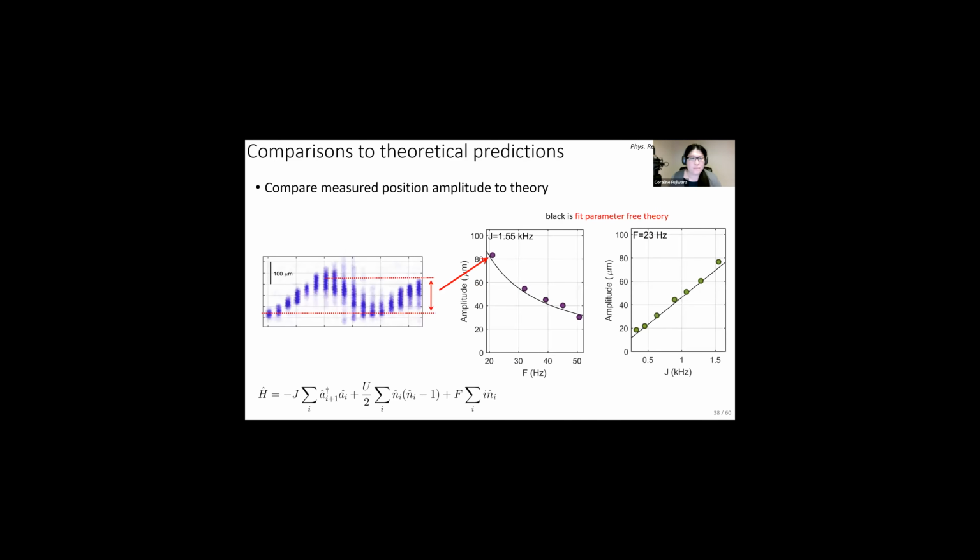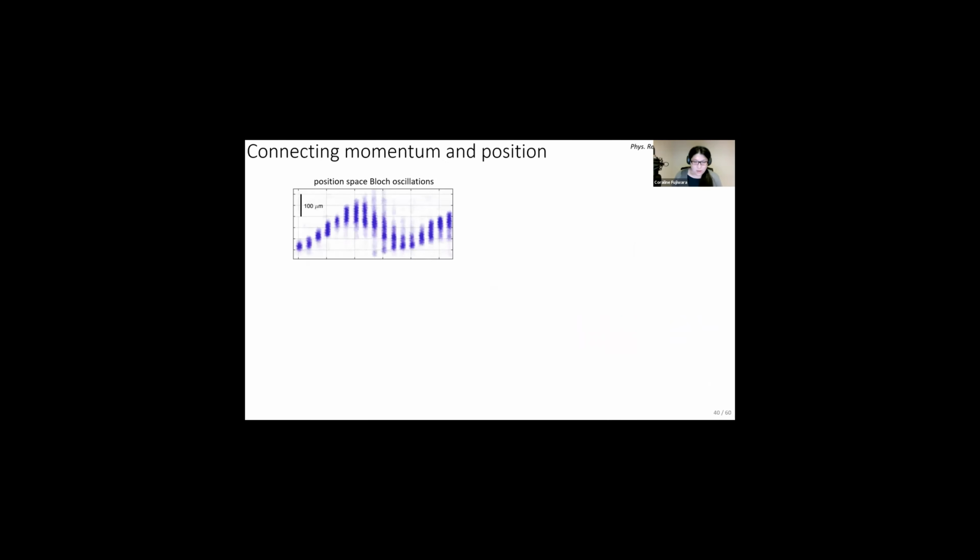Great. So I should also mention, though, that we can also analyze these systems and quantitatively compare the amplitude of these position Bloch oscillations in comparison to, say, the force and also this tunneling rate J, which is related to, there's a technical detail, the lattice depth. Great. So just moving on.